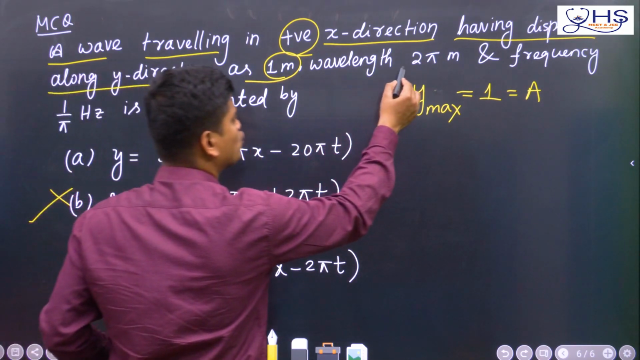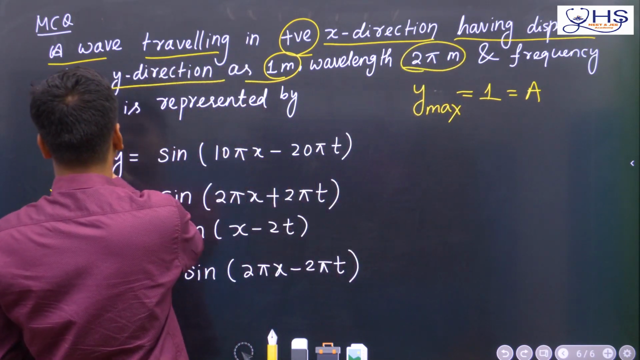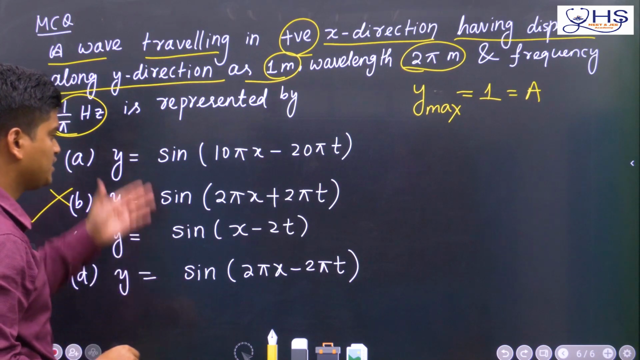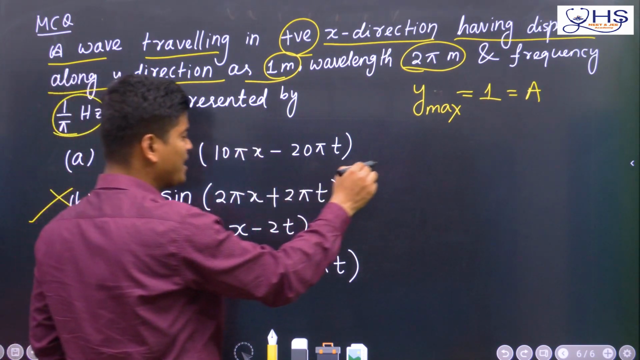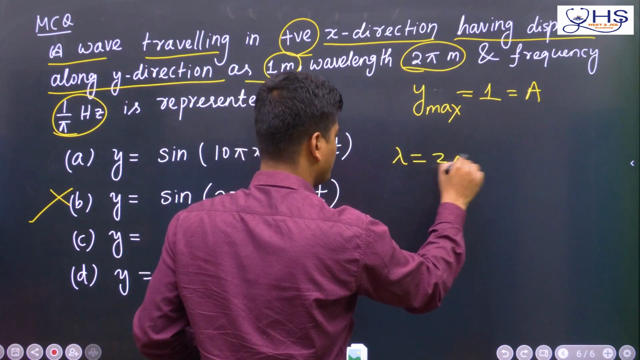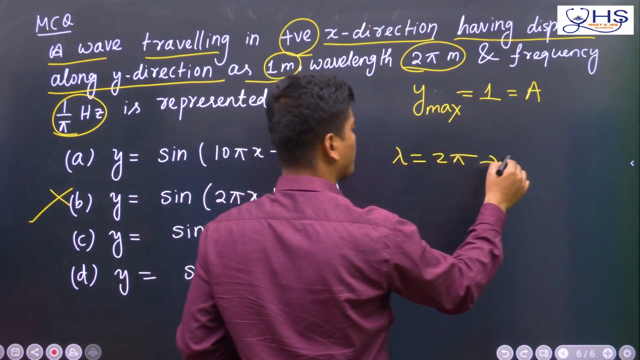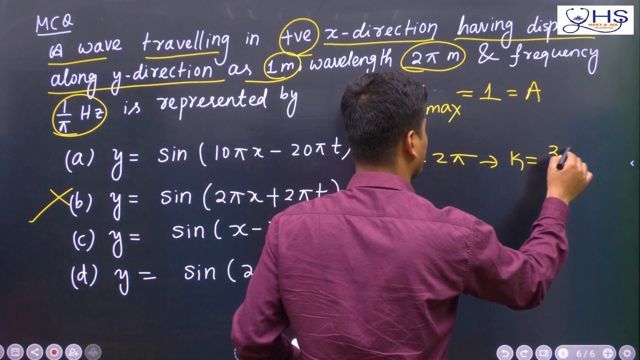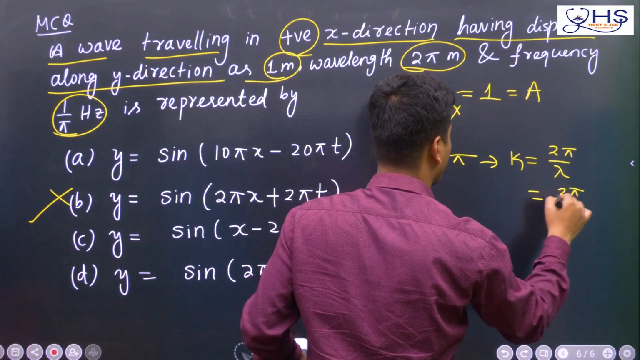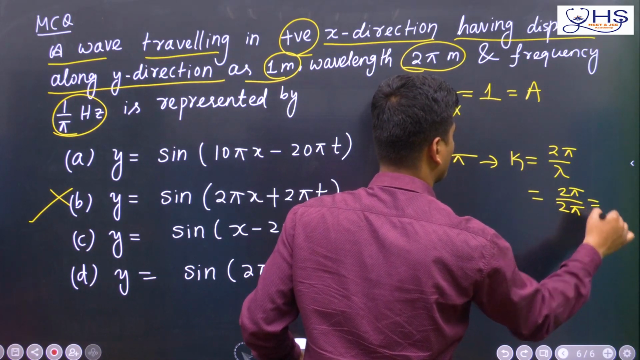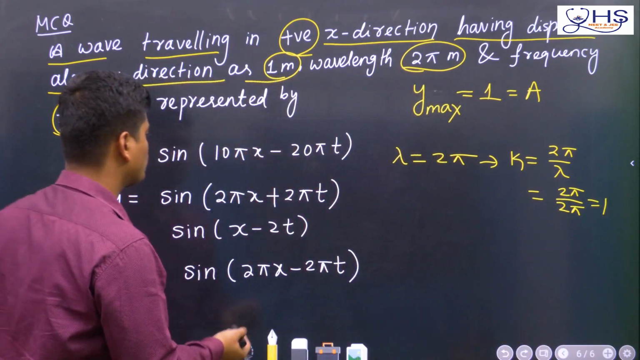Now wavelength is 2 pi meter and frequency is 1 by pi hertz, represented by what? So here lambda is given as 2 pi. If lambda is given, then the coefficient of x, which is k, is nothing but 2 pi by lambda. So you get 2 pi by 2 pi, which is nothing but 1. That means your coefficient of x should be 1.